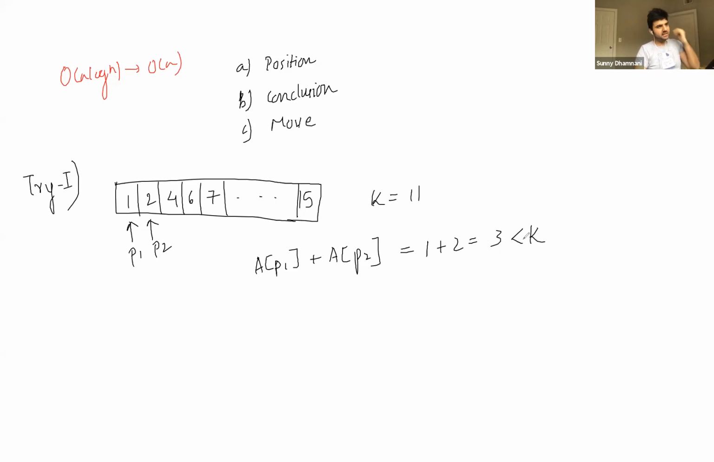So that means I should increase the element, right? I should somehow try to bring the sum up. Now, at this point, I'm confused whether to increase P1 or increase P2. I'm in a confused state, so I cannot make a conclusion about which pointer to move. A conclusion is basically finding a property and deciding which pointer to move. I don't know which of these two pointers to move to increase the sum.